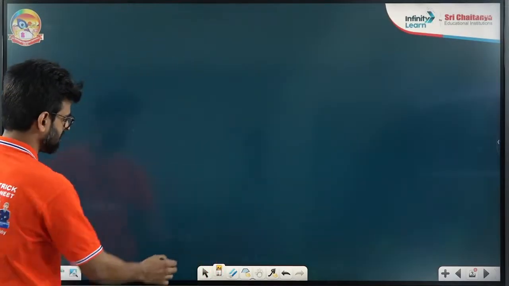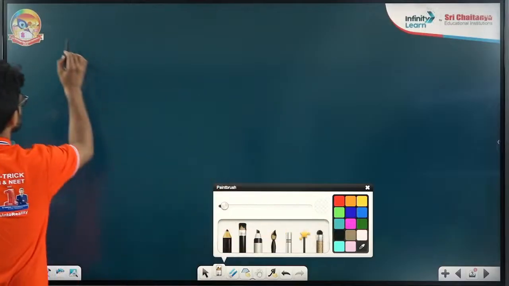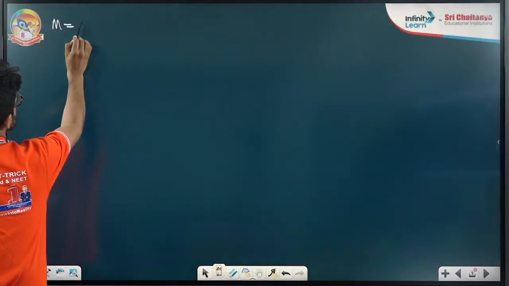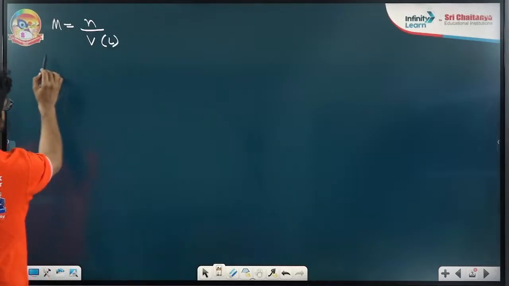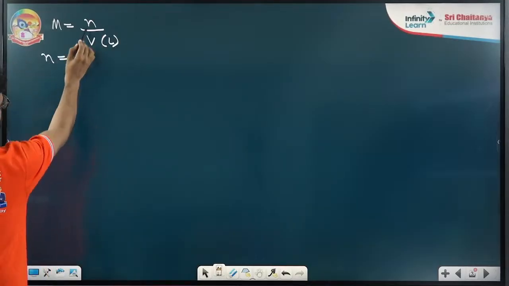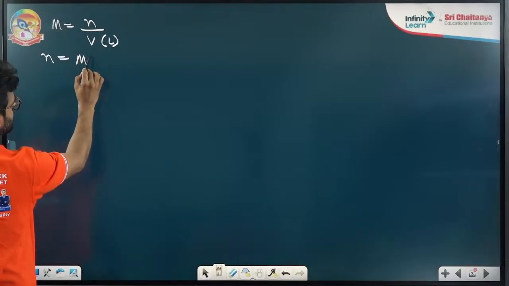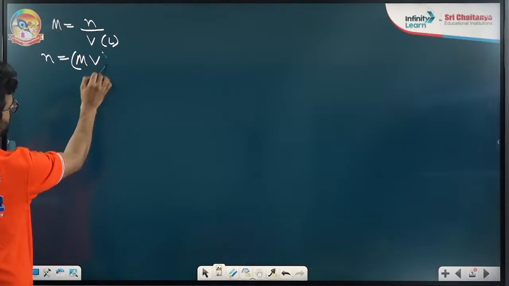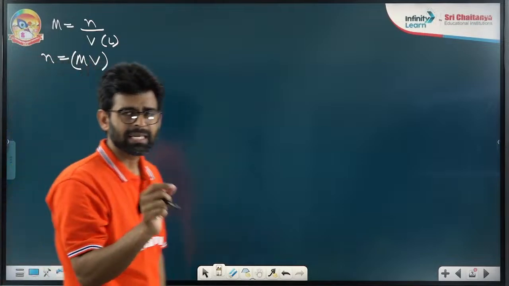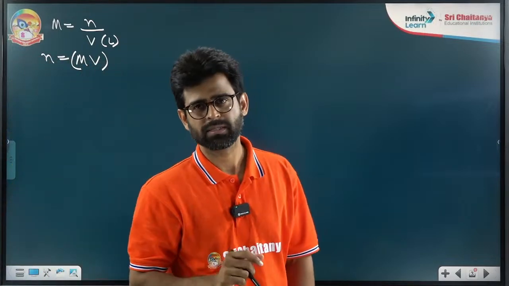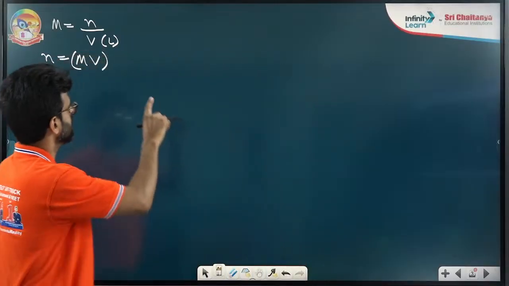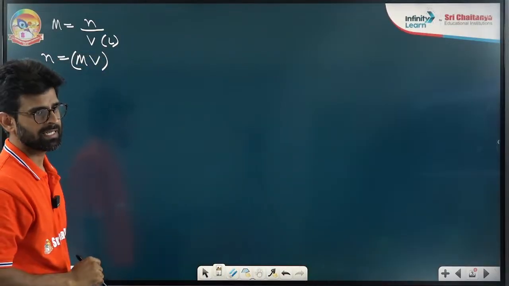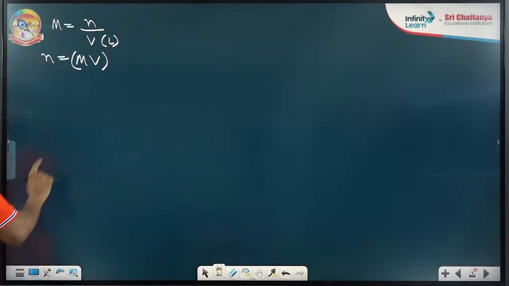I'm writing once again the formula. The formula was molarity is equal to number of moles by volume, if you take volume in liters. So directly I can say number of moles will come from molarity into volume. M into V directly gives us what? Moles. So whenever I use M into V, I will find moles. But be careful, here V is in liter. Got the point?